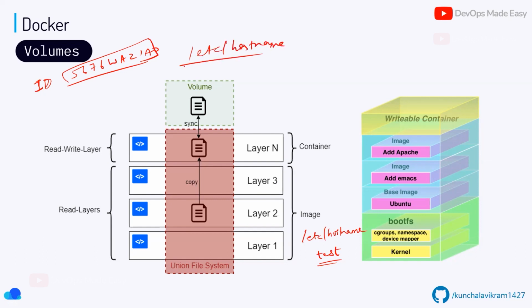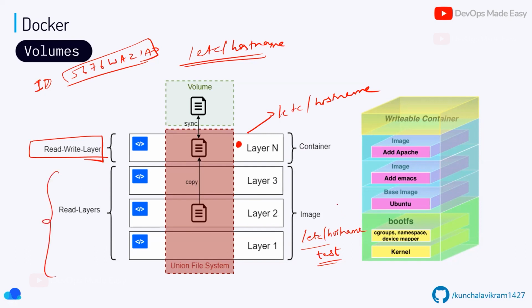But how will a container edit this file when this file is read only? Okay, so what will happen is this file will be copied to the writable layer and then that file will be modified in the writable layer. Now, the advantage is if this container gets killed or destroyed, whatever changes you made to this layer will be destroyed, which means nothing is impacting your image. That's the reason why we call it immutable.